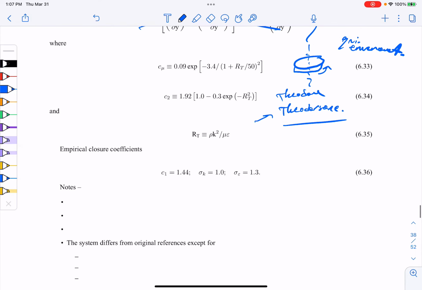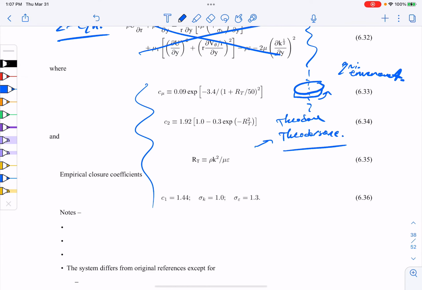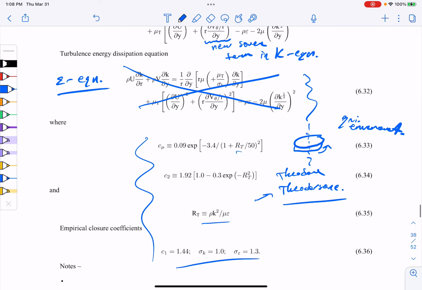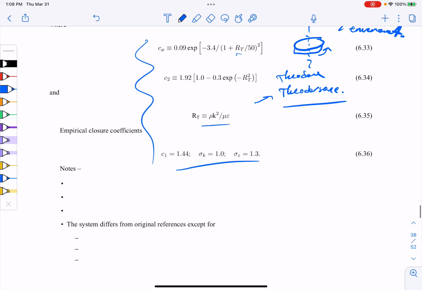And then here are the closure coefficients they recommend. This is a Reynolds-type number. See, it goes as density times K squared over viscosity. And here are their proposed closure coefficients. So from that point of view, it's actually pretty simple. And a few notes of how it differs. Well, one, there's that extra source term, which I just marked.